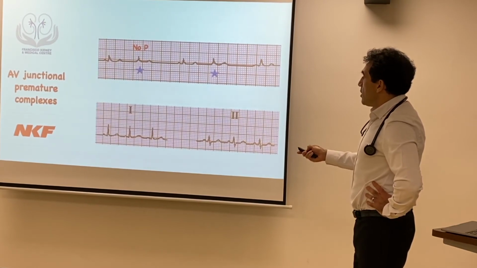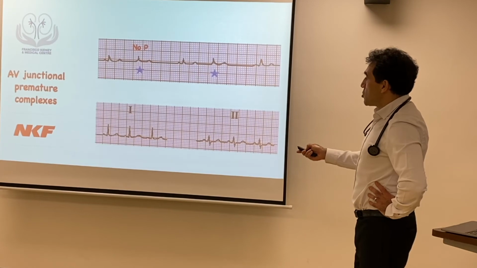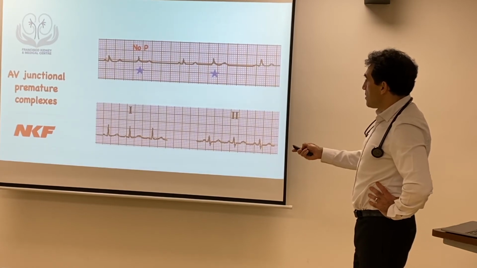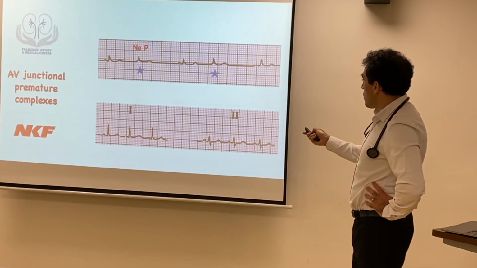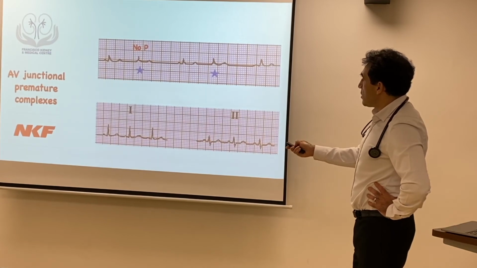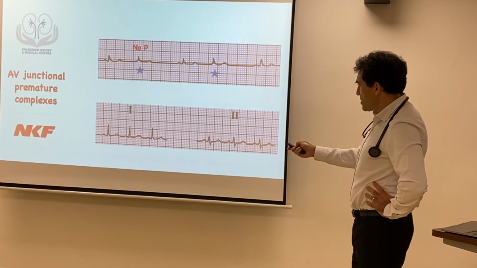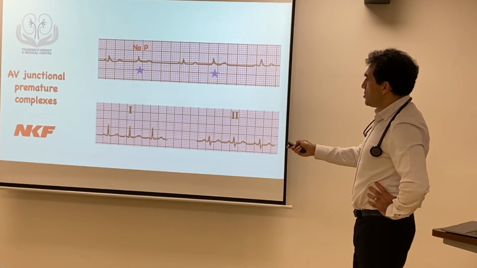There can be junctional premature complexes. For example, here there is this normal, but suddenly there is one complex here. It's not too wide, doesn't have a P wave, and occurs a little bit earlier. So it's a junctional premature complex. Yeah.